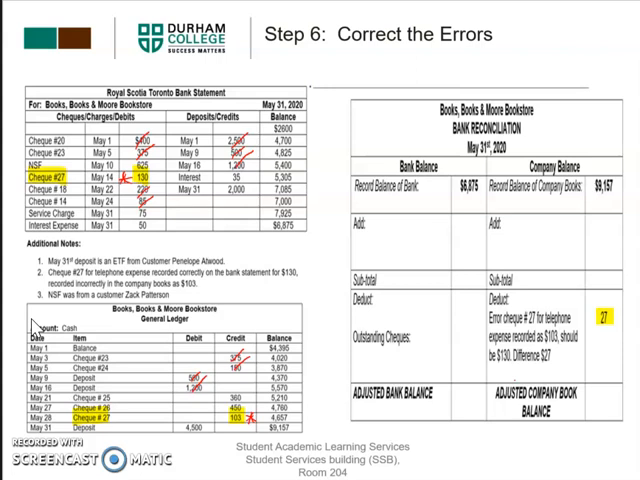So in this case, we must deduct the difference, $130 minus $103, which is equal to $27. And we must deduct it from the company side, and we record it as an error: check number 27 for telephone expense, recorded as $103, should be $130. The difference is $27. This causes our cash to go down and the telephone expense to increase.